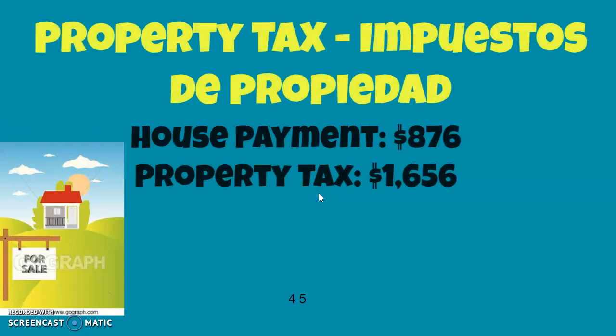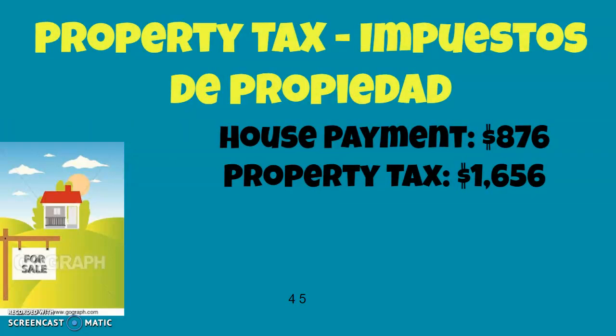So, let's say I have a house and my house payment is $876. That is what I pay every month. So tengo una casa y el pago de la casa es $876 cada mes. The property tax is $1,656. El ingreso de la propiedad es $1,656. Eso es lo que tengo que pagar cada año. That's what I need to pay every year.